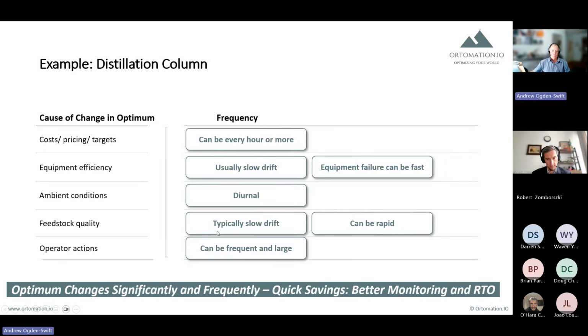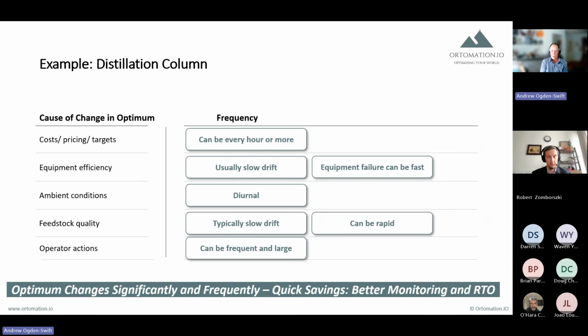And then operator actions, again, if the operator is well trained and careful, those can be very small, but from time to time operators make mistakes. The changes are often frequent, and if they're done poorly, the consequence can be quite a large impact on the operation. So the key point is operating changes are significant and frequent.